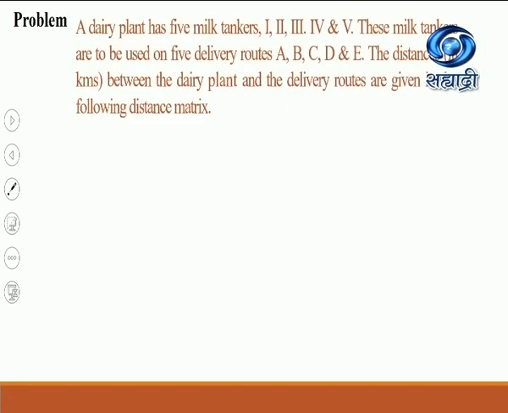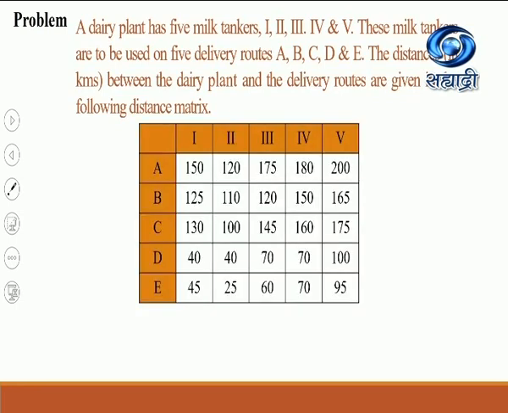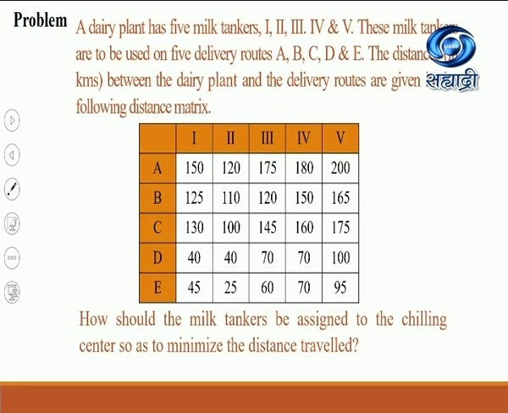A dairy plant has 5 milk tankers, 1, 2, 3, 4 and 5. These milk tankers are to be used on 5 delivery routes A, B, C, D and E. The distance in kilometers between the dairy plant and the delivery routes are given in the following distance matrix. This is the matrix given to you. It has 5 milk tankers and 5 routes. So how should the milk tankers be assigned to the chilling center so as to minimize the distance traveled?